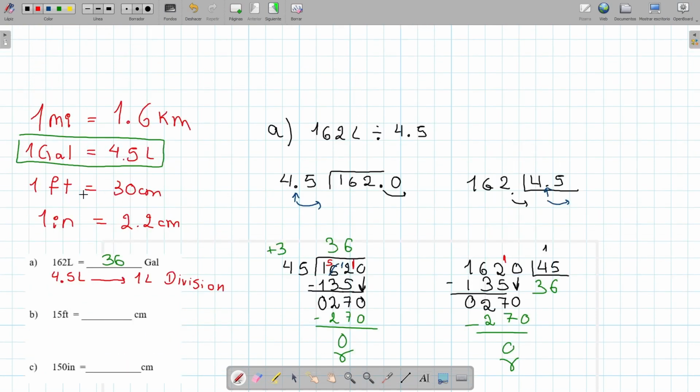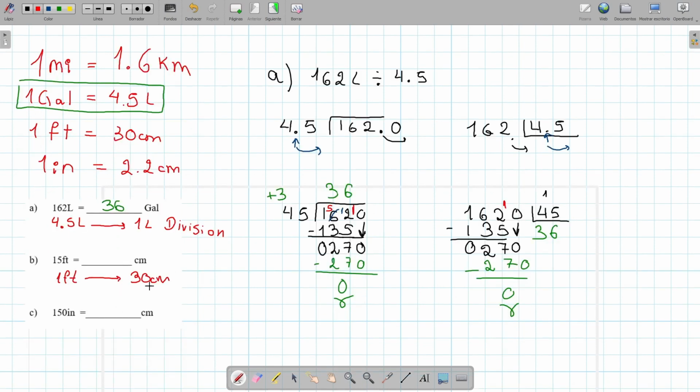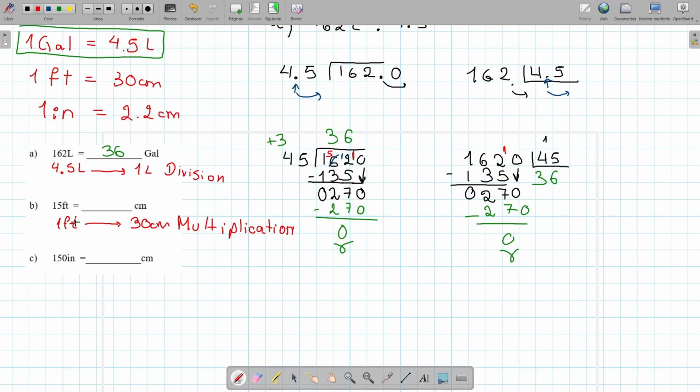Now we have to convert feet into centimeters. Let's try to look for that factor of conversion. We have 1 feet equal to 30 centimeters. As you can see, because this small number becomes a big number, we have to do multiplication. This is the opposite operation than we did before. Before, it was a big number and it became a small number and we have to do division. Now it's the opposite. When we have a small number that becomes a big one, we have to do multiplication.